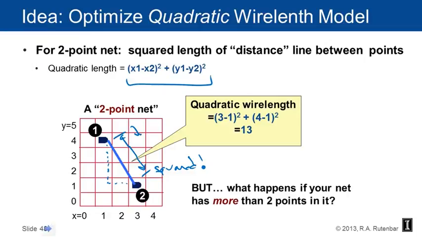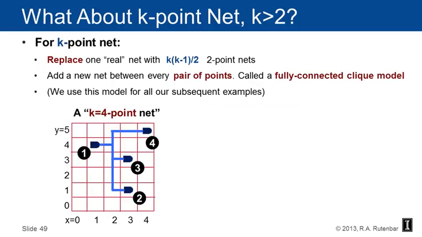But perhaps more interestingly is what happens if your net has more than 2 points in it? That's not at all straightforward. So here is now a k-point net. K in this particular case is 4. So I again have the grid. X goes from 0 to 4, Y goes from 0 to 5, and there are 4 gates.